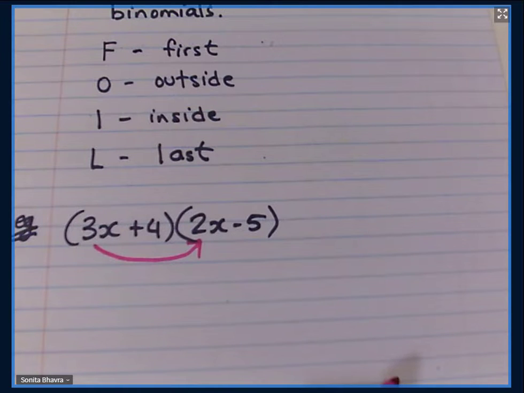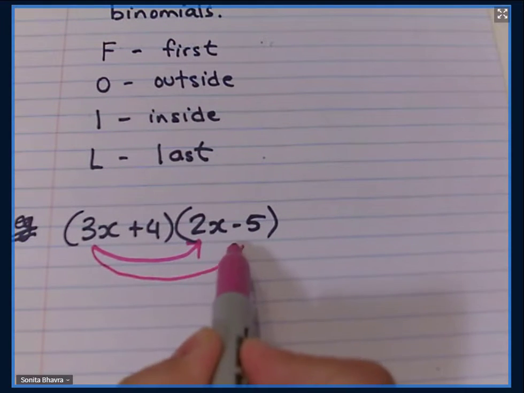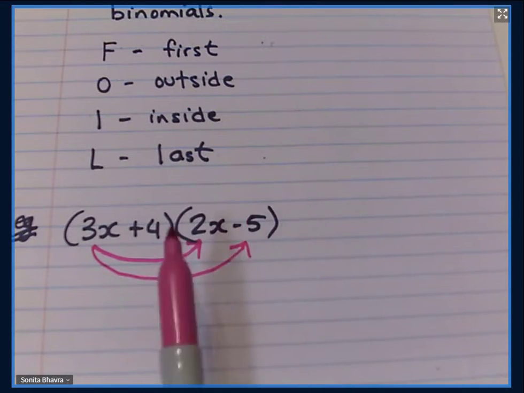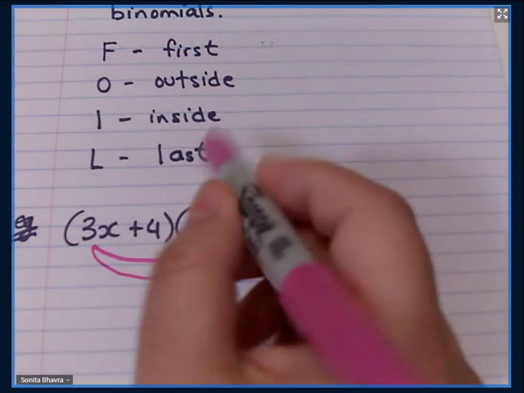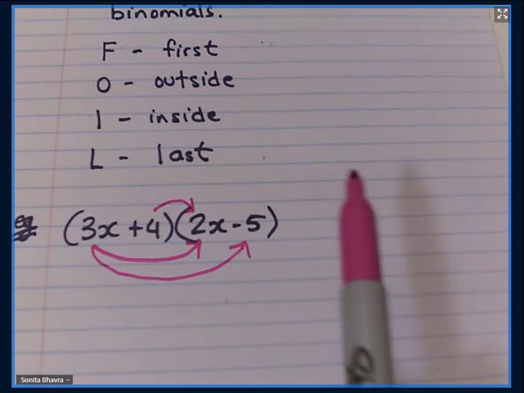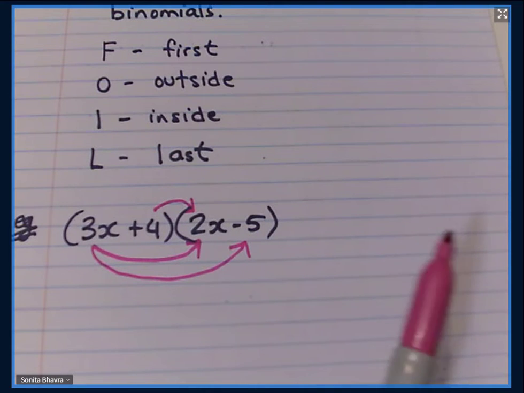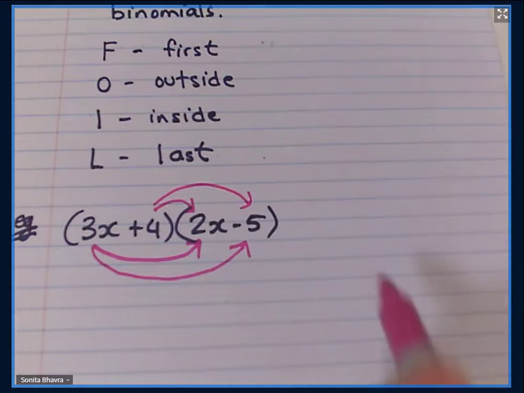Next, it says the two outside terms. So the two terms on the outside are 3x and negative 5. Those are the two terms that are on the outside. So you would multiply those two together next. Next is I. I stands for inside. So the two terms on the inside you would multiply together. So 4 times 2x will be multiplied together next. So I'm just going to show that like this. And then it says L are the two last terms. So this is a last term and this is the last term in each binomial. So then you would multiply those two last terms together, which I'm going to show like this.